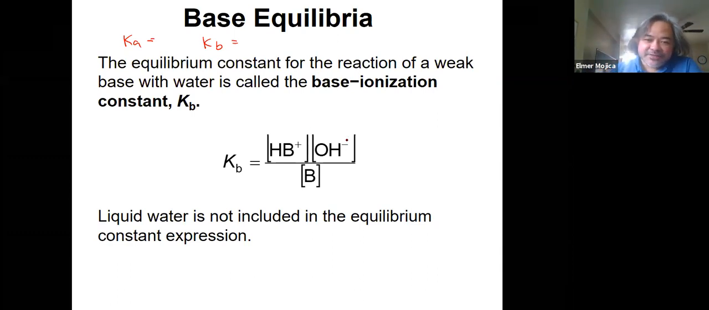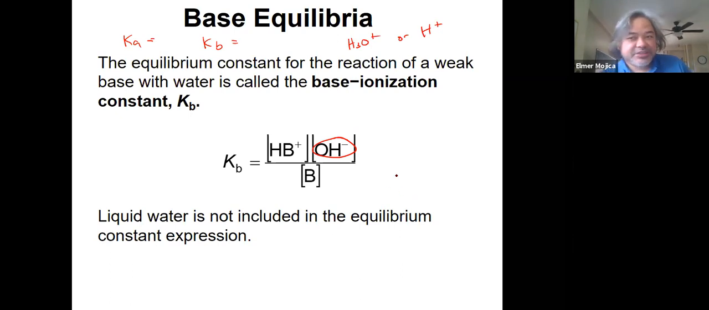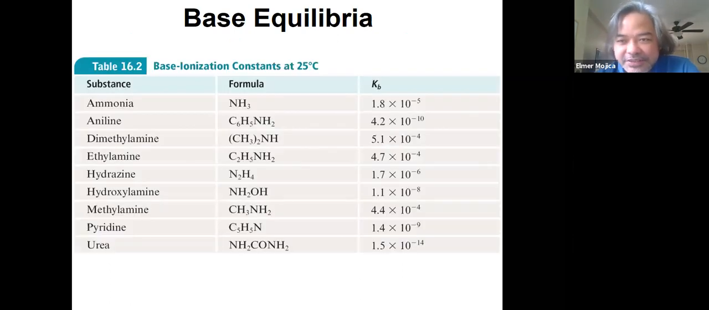The answer there, for Kb, you have hydroxide as one of the products. For Ka, you have an H3O plus or H plus. Because it's going to be useful later on when we mix your Ka and the Kb. So the same thing with the Ka, the Kb will tell us the strength of the base. The higher the Kb, the stronger is the weak base.